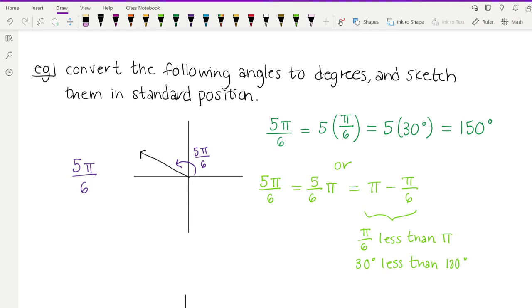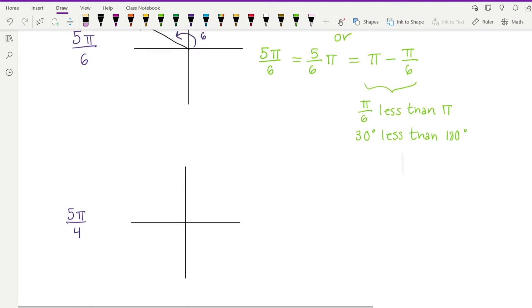So either of these methods works. I think the first one is a little easier. I think it's actually great if you can kind of see the number 5 pi over 6 and see it both ways, because that will really help you, again, develop this fluency with what these angles are referring to. Okay, let's do another one.